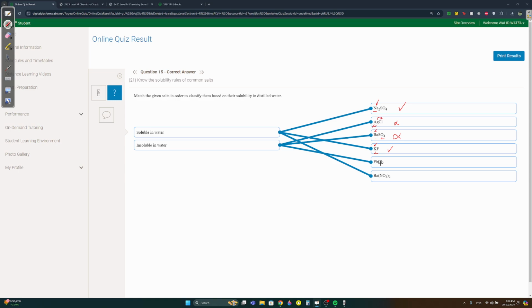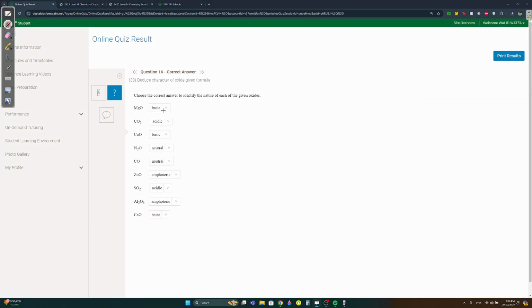Na, sodium. Potassium. Was potassium there? I think it was. I forgot. Let me see. Somewhere here. Yeah, potassium was there. PbCl2, remember chlorine is always soluble except with Pb and Ag, so insoluble. BaNO3, if it contains nitrate, it's always soluble.